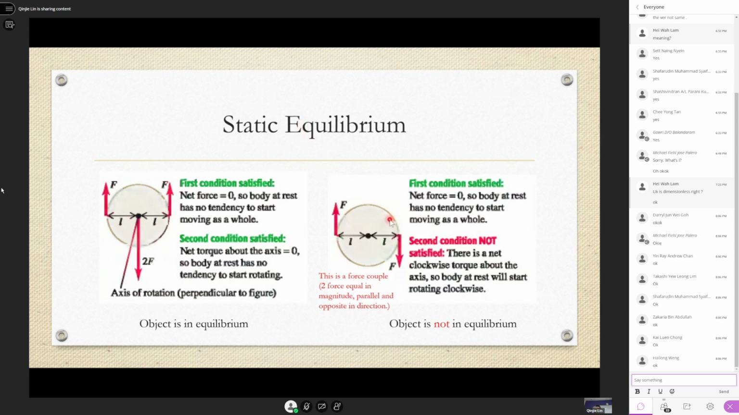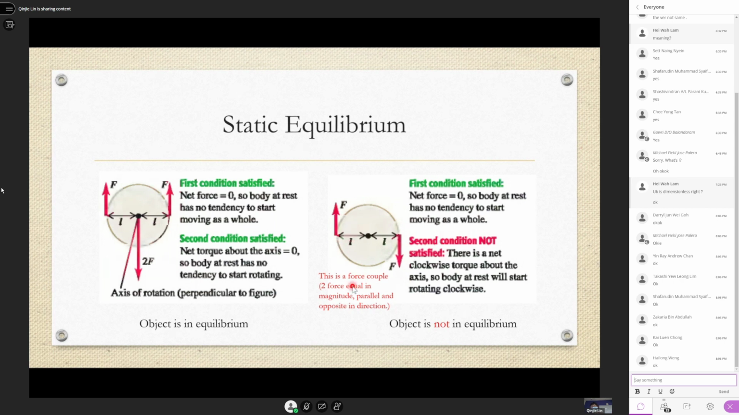Okay. Then the next one on the right, you have an F on the left pointing up, and then F on the right pointing down. So first condition satisfied, upward force cancels downward force. But if you look at torques, this gives a clockwise motion. This also gives a clockwise motion. So there will be a clockwise torque about the axis. This object here will start to rotate. So this object is not in equilibrium.